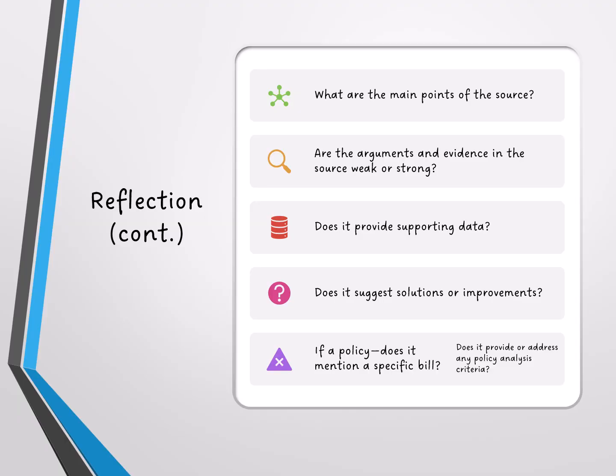So this slide here is just a recap of everything that we've talked about in a kind of a short form. We want to know what the main points of the source are. We want to know the arguments and evidence in the source. Is it weak or strong? Does it provide supporting data? Does it suggest solutions or improvements? And if it's a policy, does it mention a specific bill, or does it address something specifically in its policy analysis?